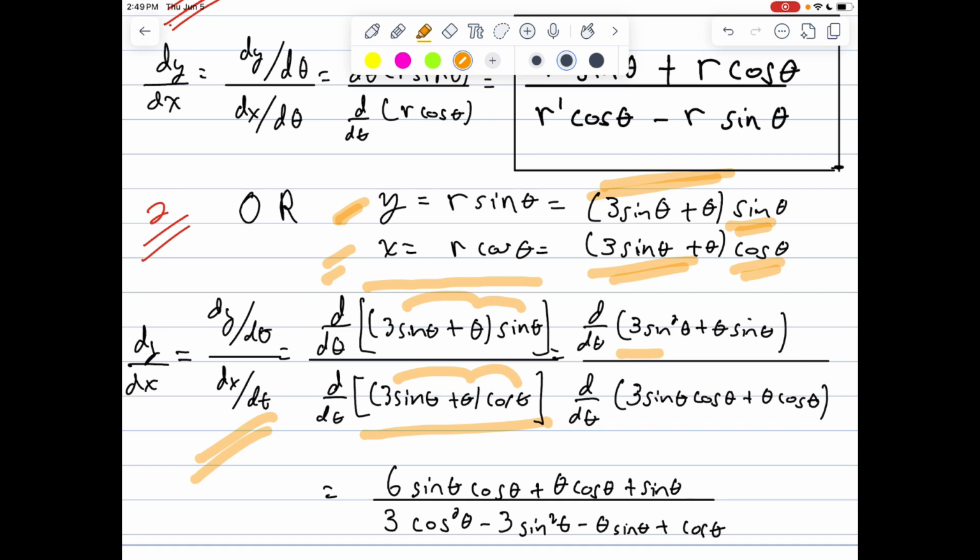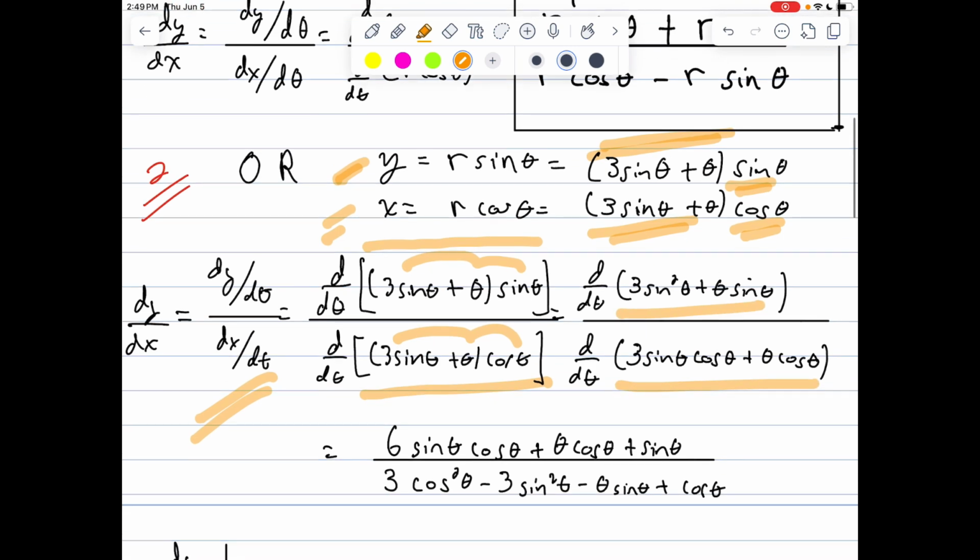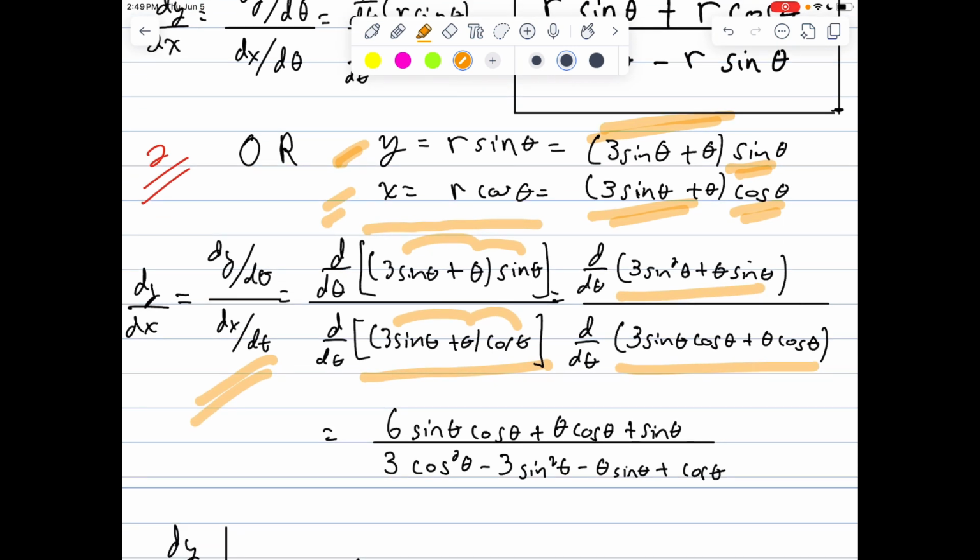So we would be taking the derivative of these two expressions. Again, the second method basically works on the fact that you know that y is r sine and x is r cosine. You replace r with what is given to you on both y and x, and you might need to distribute and simplify, but then at that point you need to take a derivative.